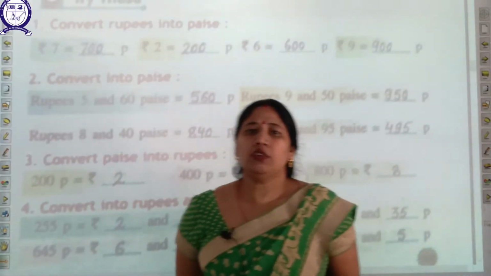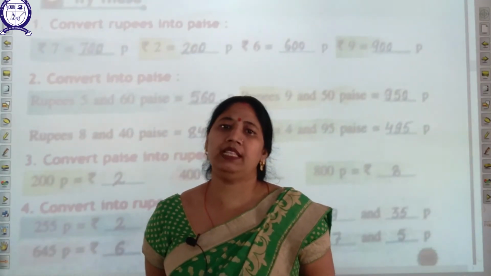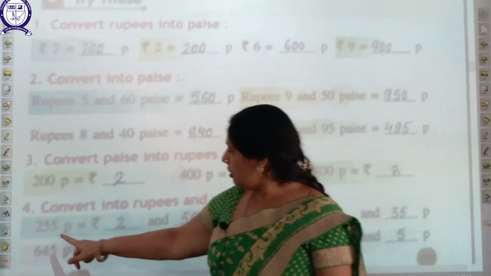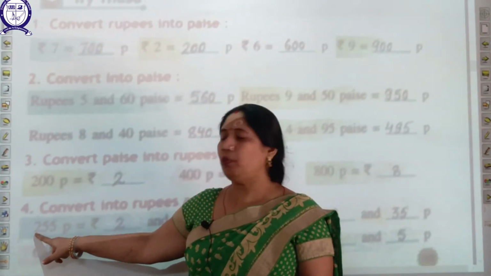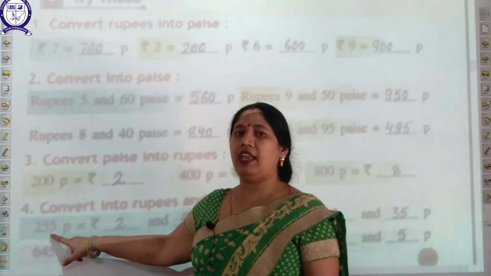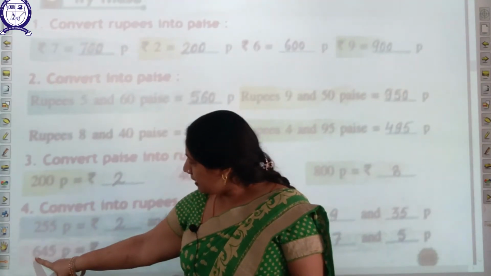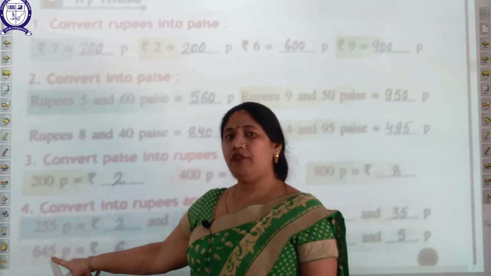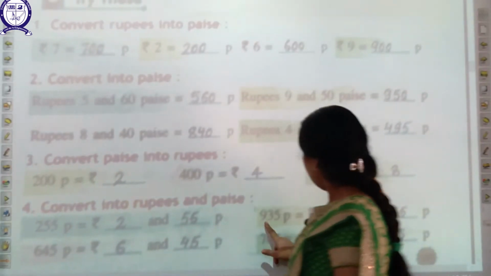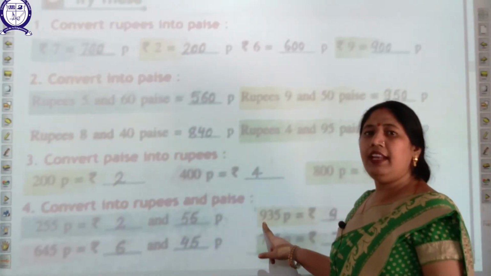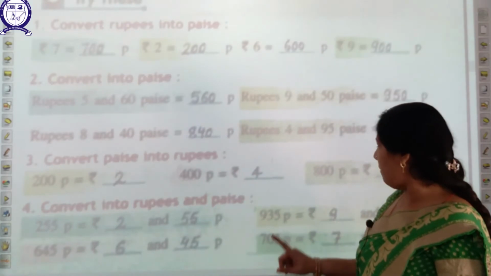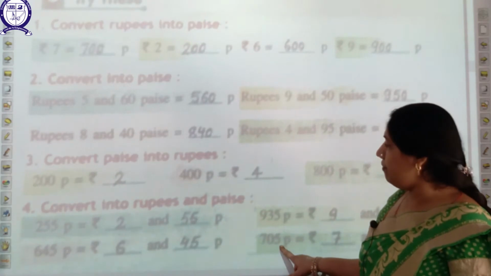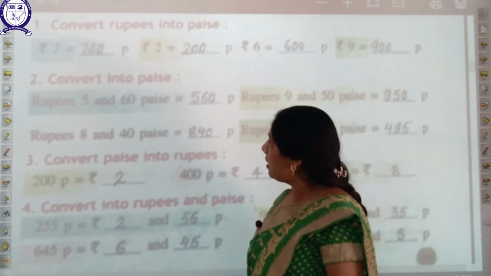Convert into rupees and paise. 255 paise. When paise is given, the 100s place is rupees and the remaining part is paise. So the 100s place is 2, so 2 rupees, and the remaining part 55 paise. The 100s place is 6 rupees and 45 paise. The 100s place is 9 rupees and 35 paise. The 100s place is 7 rupees and 5 paise. Come to the next.